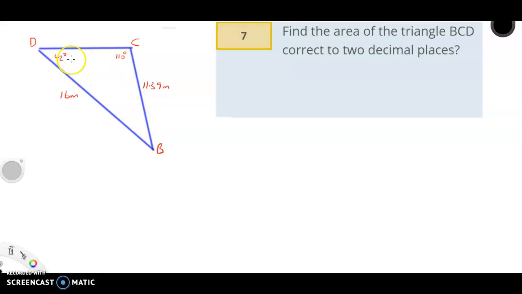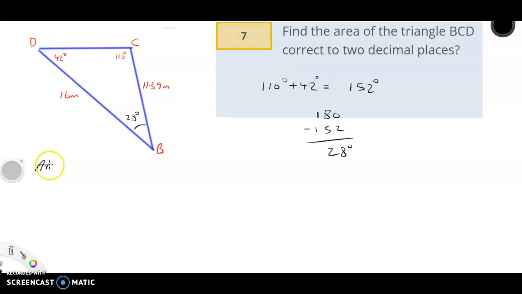So these two added together, we have 110 plus 42. That gives us 152 degrees. So the other angle must make it up to 180. So 180 take away 152 leaves about 28 degrees. So we can write that in on our sketch there, 28 degrees.